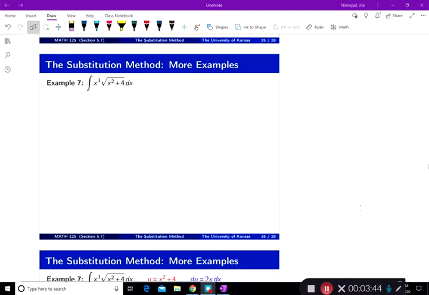Let's do one more example. This time around, the integrand is x to the power 3 times the square root of x squared plus 4. Again, if I assume u is equal to x squared plus 4, du is going to be 2x dx, and it's not quite there. I still have a product, so I have to do something about this.